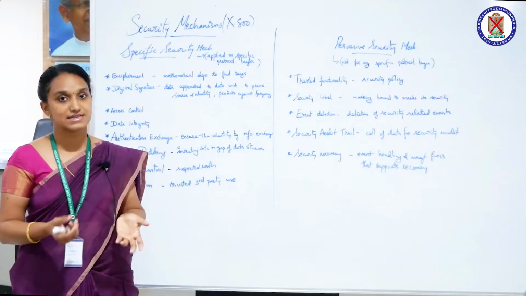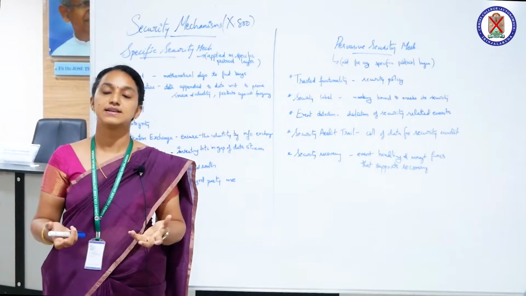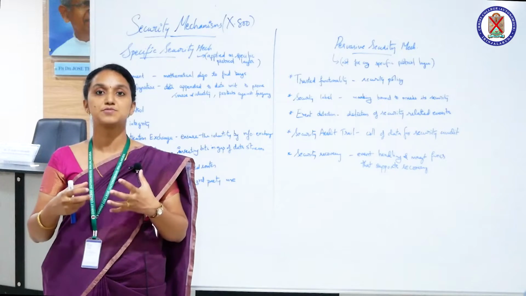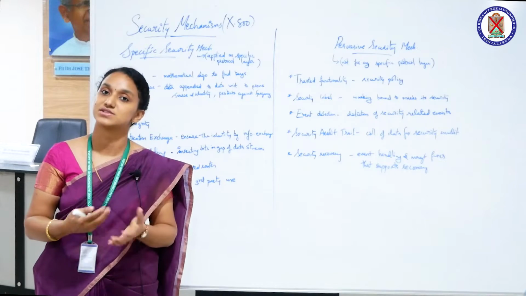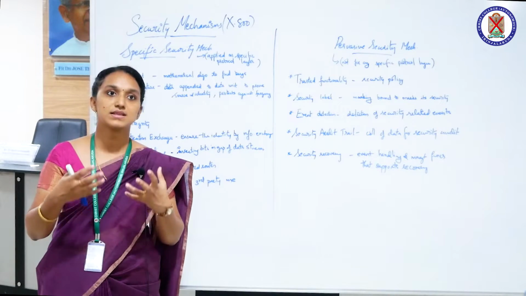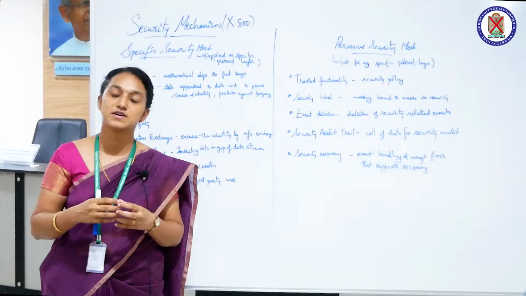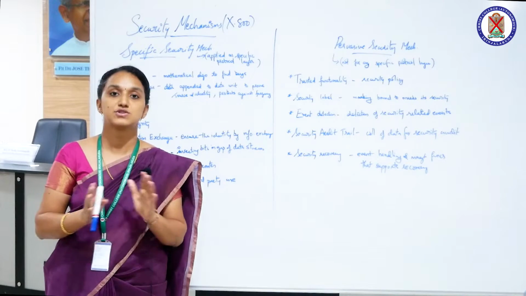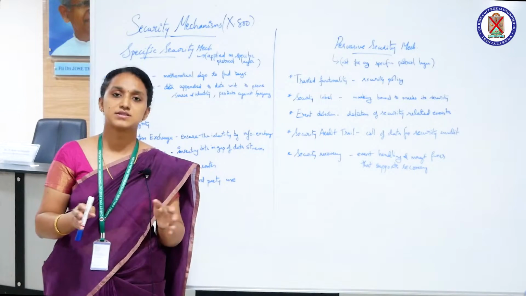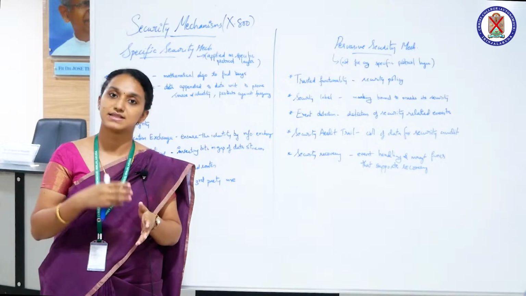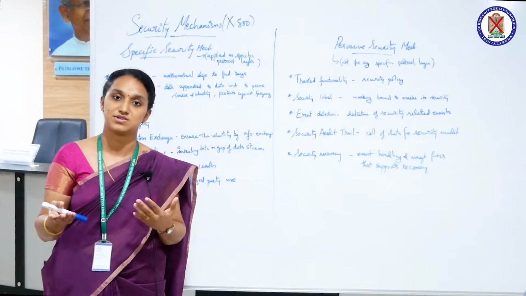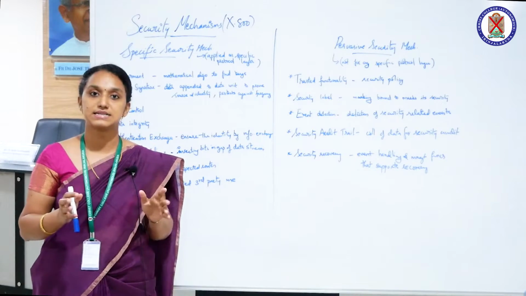Next one is data integrity. As we have already said, this mechanism provides the integrity of data being sent in a communication channel. When I say the data's integrity is preserved, there is only one meaning. There is no modification or insertion or deletion or any manipulation on the data that is being sent from the source to destination. So that is data integrity.